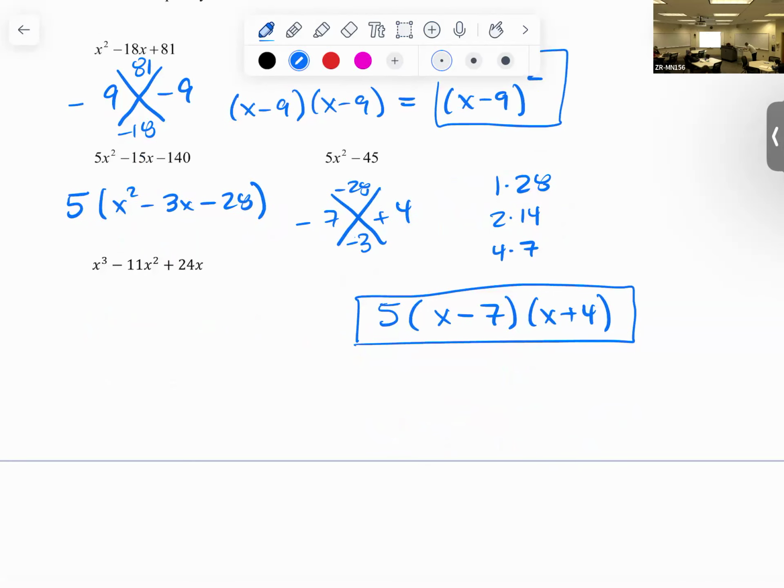All right, again. Do I want to diamond this? Do you want to take it? Greatest common factor. Greatest common factor, that's always the first step.